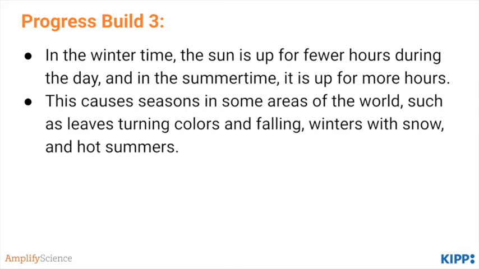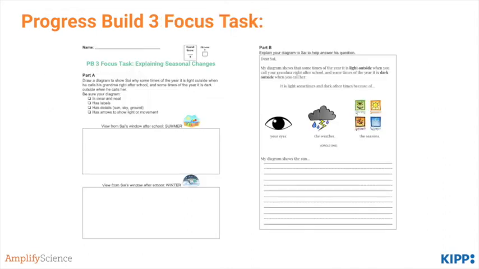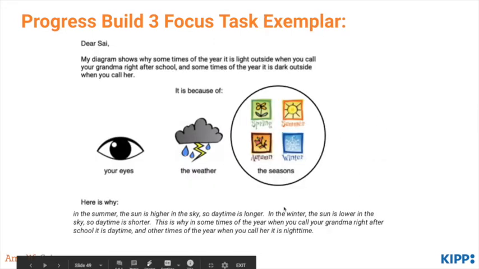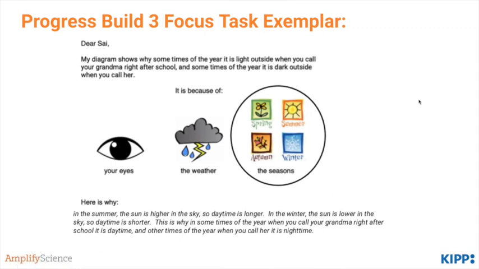In the wintertime, the sun is up for fewer hours during the day, and in the summertime, it's up for more hours. This causes seasons in some areas of the world, such as leaves turning colors and falling, winters with snow, and hot summers. And here's the Progress Build 3 focus task to assess student understanding. Go ahead and take a few minutes to read it over and complete it, then check back here for an exemplar response. Pause now. Great, here's the exemplar. Note that the seasons are circled, and here's an explanation for why. Go ahead and pause now and compare it to your own response.